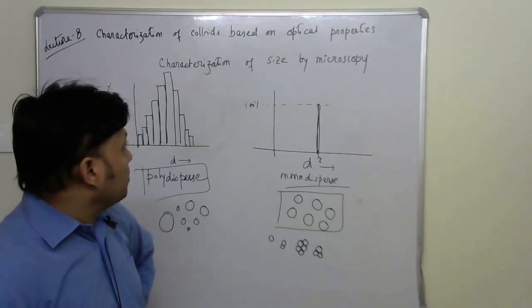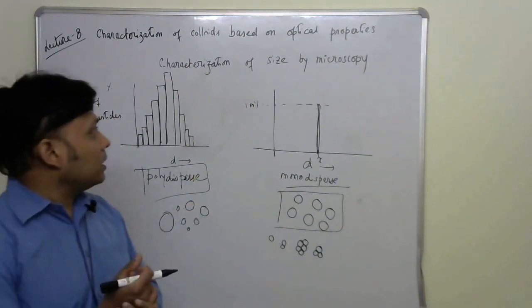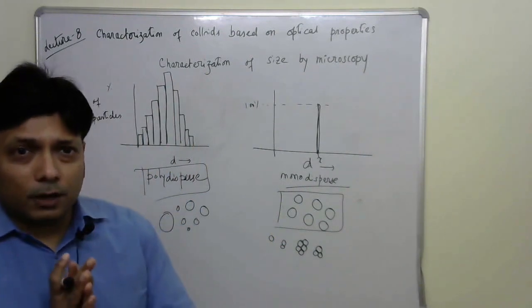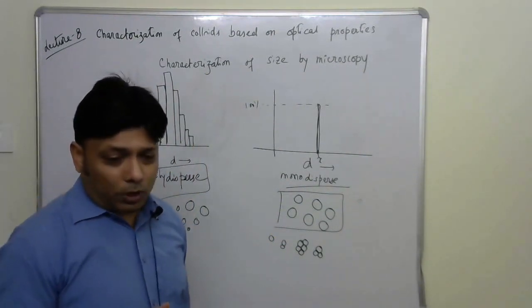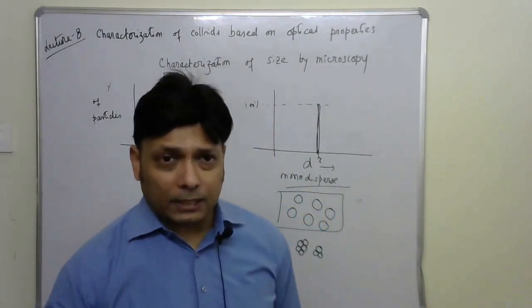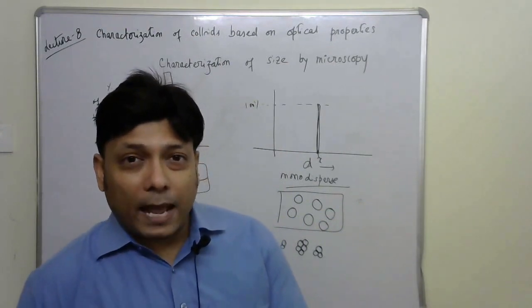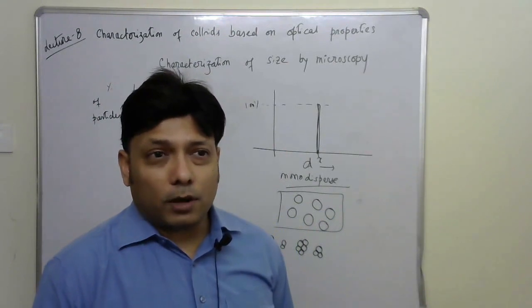Alright, so this much was about the characterization of colloidal particles based on their optical properties. In the next lecture, we are going to talk about the scattering of light by colloidal particles, and this is one of the very important aspects of the characterization of colloidal particles.